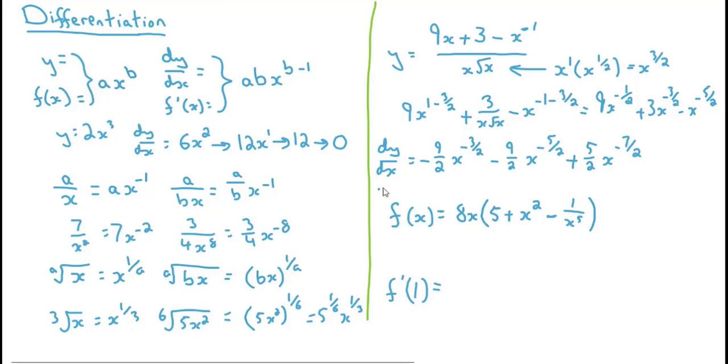Given here that the function f(x) is defined by 8x brackets 5 plus x squared, minus 1 over x to the 5. I'd like you to work out what the actual value of the differentiated function at 1 is. Pause the video, have a go at this for yourself, think about the principles we've already been talking about, then press play when you're ready to compare.